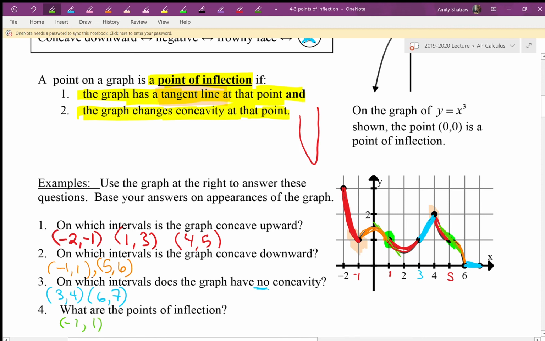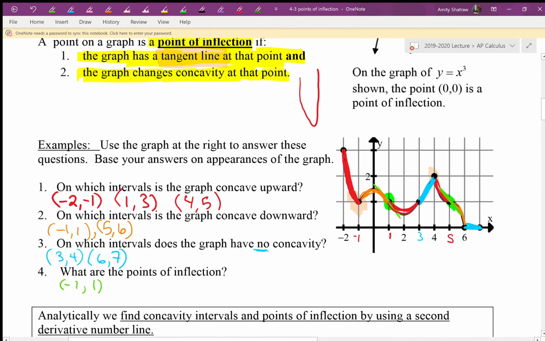Yeah, that's an actual point. So there's an x value and a y value here. And then this over here is going to be (5, 1). And again, this is an x and this is a y. And it's not an interval on the x-axis.